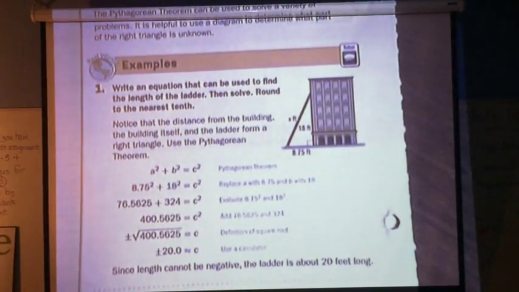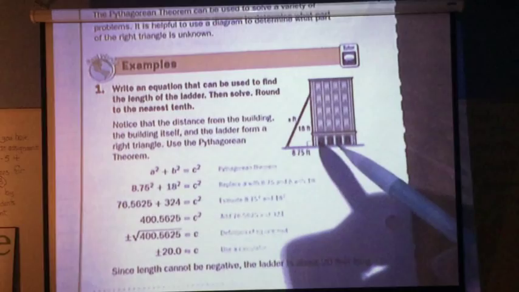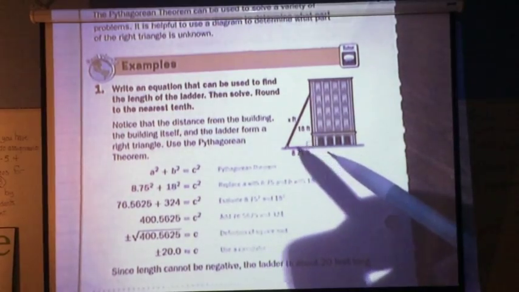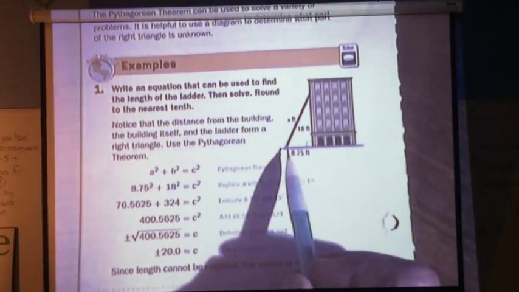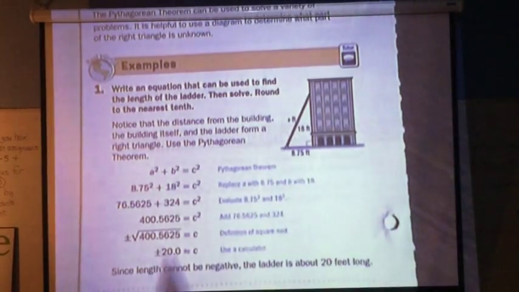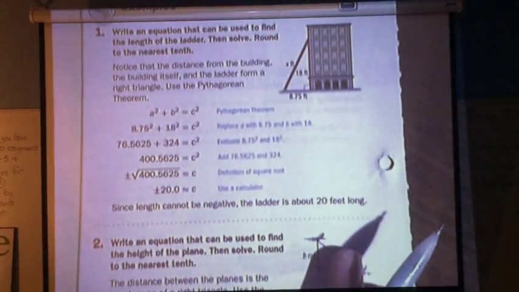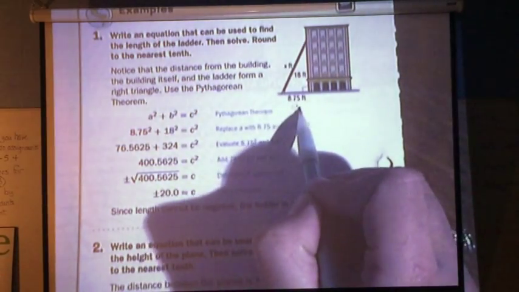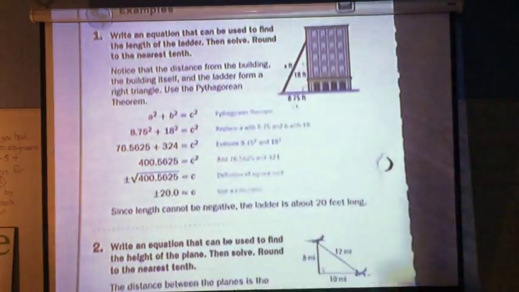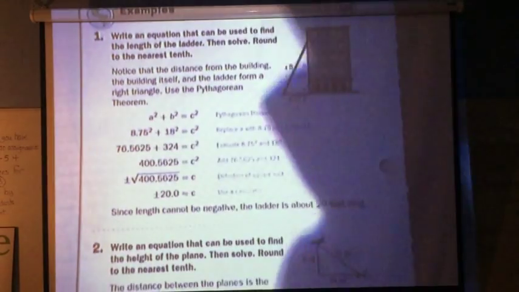For example number 1, it says to write an equation that can be used to find the length of the ladder. Notice when the ladder leans against the building, it creates this 90-degree angle right here. So we have ourselves a right triangle. We can still use our Pythagorean theorem that says a squared plus b squared has to equal c squared. Your first step would be to write down the Pythagorean theorem, which is a squared plus b squared equals c squared. Your two legs would be 8.75 and 18. So label them a and b and fill those values in.